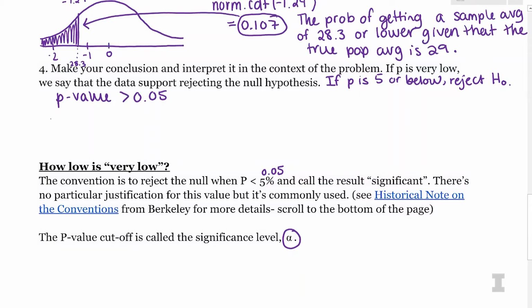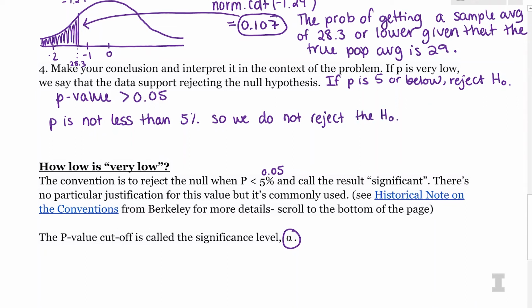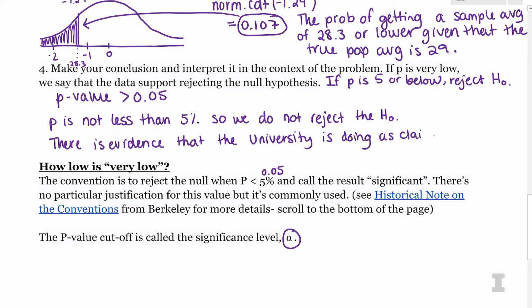So I'm going to say my p-value is not less than 5%. So we do not reject the null hypothesis. And even more specifically, I can say there is evidence that the university is doing what they claim. So here, we're basically saying our p-value is big enough that this probably just happened by chance. The true average, it's likely, is 29, and we just got a lower sample average by chance.